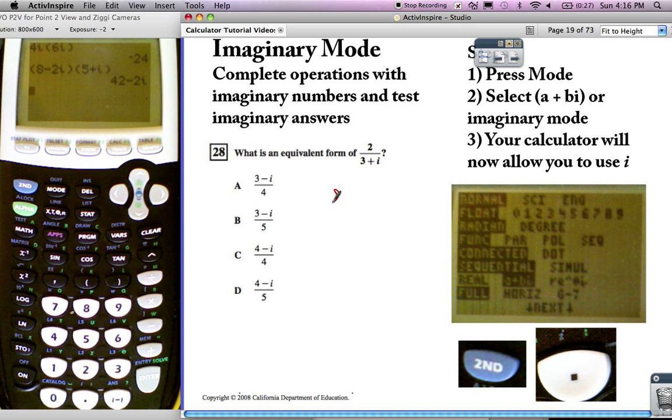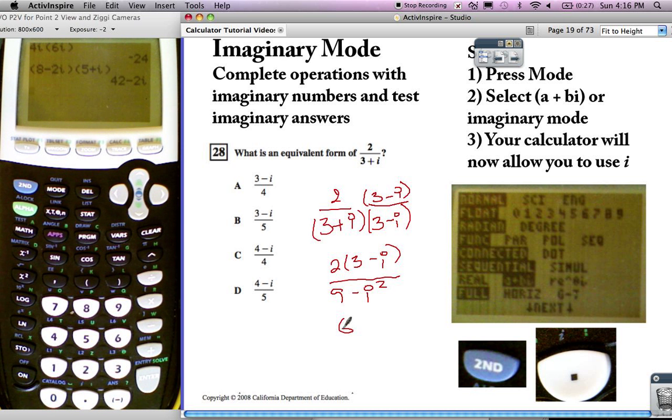Now, if you remember, we have to use the conjugate for this. We're going to basically make a difference of squares in the bottom and multiply the top by that, because we're in essence multiplying by 1 here. All right, so I get 2 times 3 minus i, and this is a difference of squares, so I get 9 minus i squared, 6 minus 2i. Again, this is 9 minus -1, so we get 10.